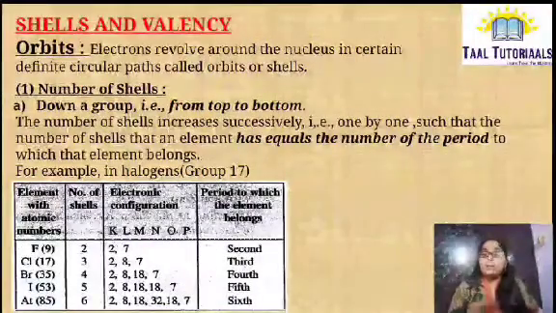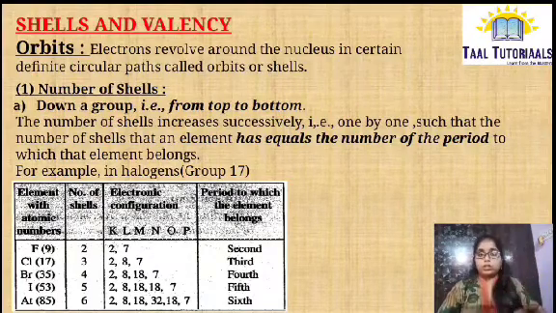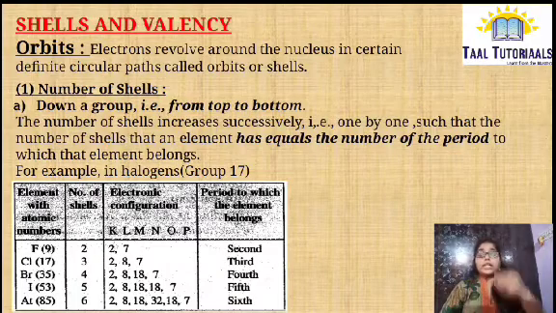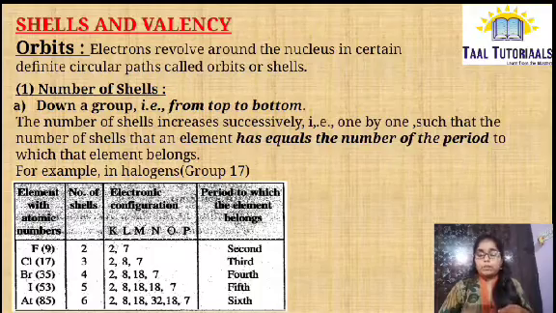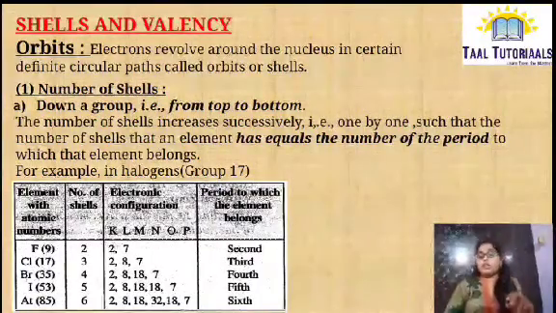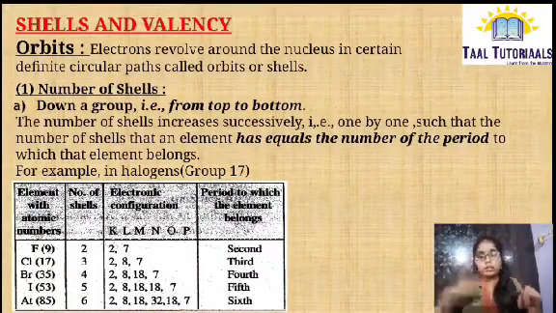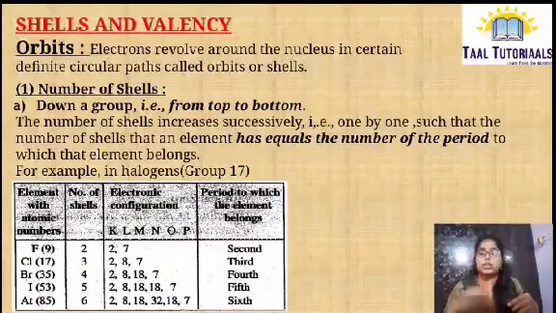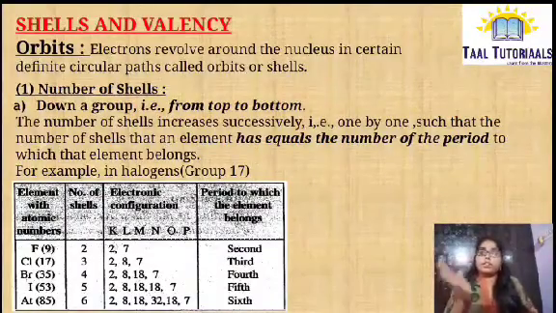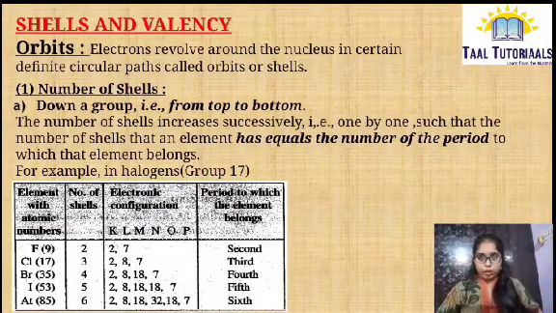Now coming to the number of shells down the group. If we go down a group, from top to bottom in the periodic table, the number of shells increases successively, one by one, such that the number of shells that an element has equals the number of its period. For example, the first period has 1 shell, the second period has 2 shells, the third period has 3 shells, like that. The number of the period represents the number of shells when coming from top to bottom.